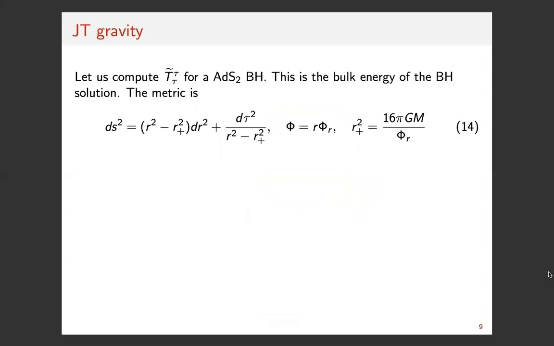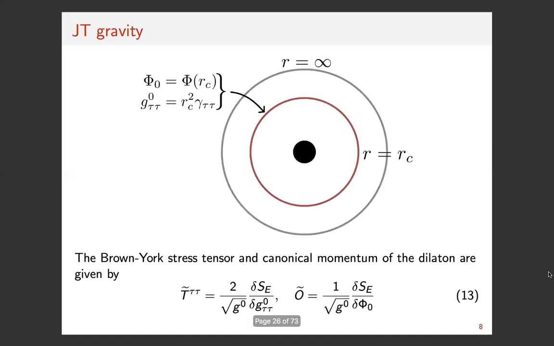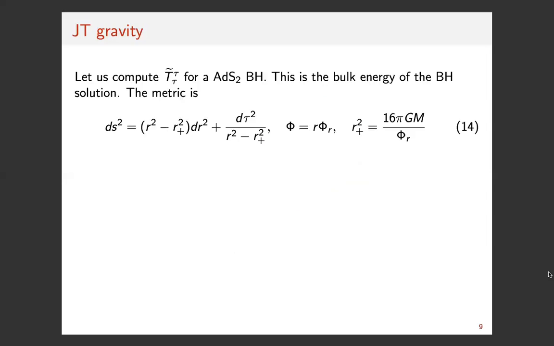Right, so now that we know a little bit about what I want to do in this gravity theory and put Dirichlet boundary conditions, let's now look at a black hole. So imagine that this black dot that I drew there is, of course, suggestive of a black hole. And in JT gravity, there are black hole solutions as well, and the metric and dilaton are given as in equation 14.